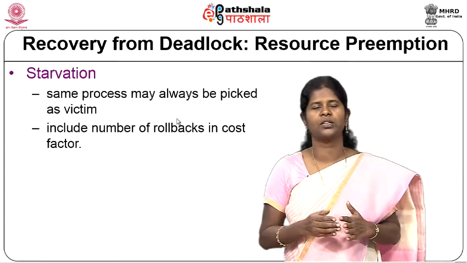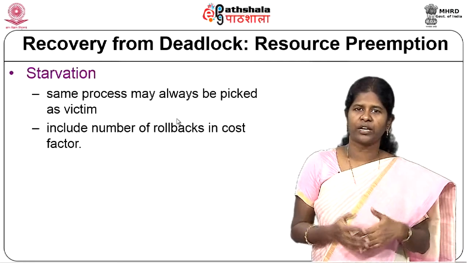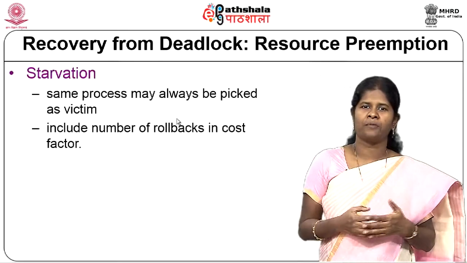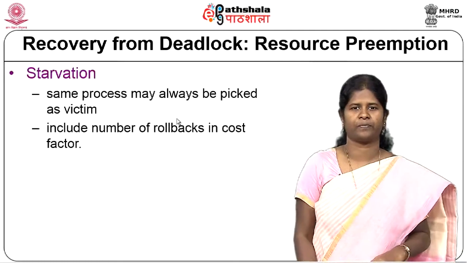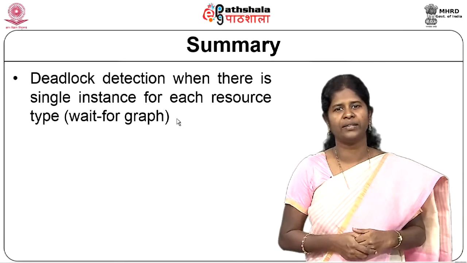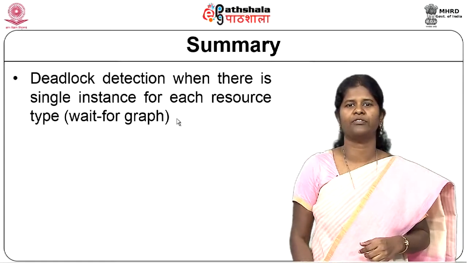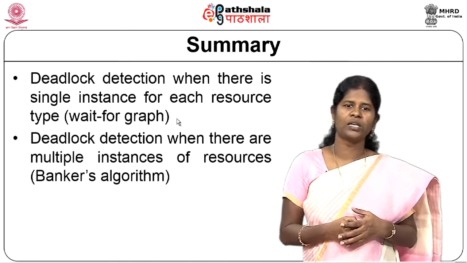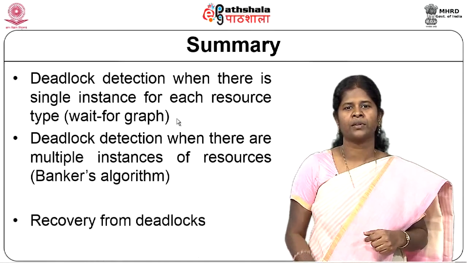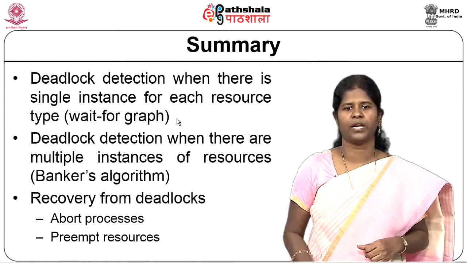So, now we have seen that for recovering from deadlocks, once deadlocks have occurred in the system, you can recover using resource preemption as well as by aborting processes. The summary of this module is: we saw how you can detect deadlocks when there is a single instance of each resource type using the wait-for graph. Then we also saw how you can detect deadlocks when there are multiple instances of the resources, which is a variant of the Banker's algorithm. We also saw that you can recover from deadlocks by aborting processes or preempting resources.